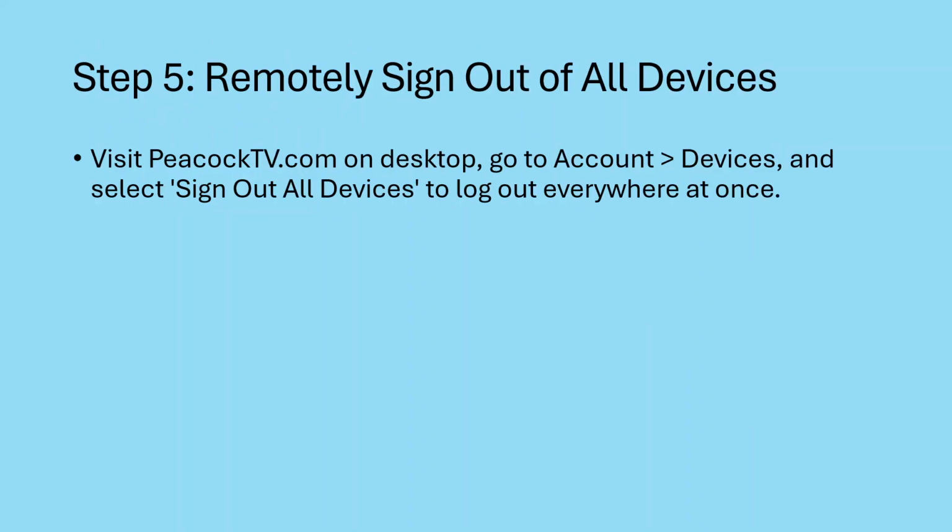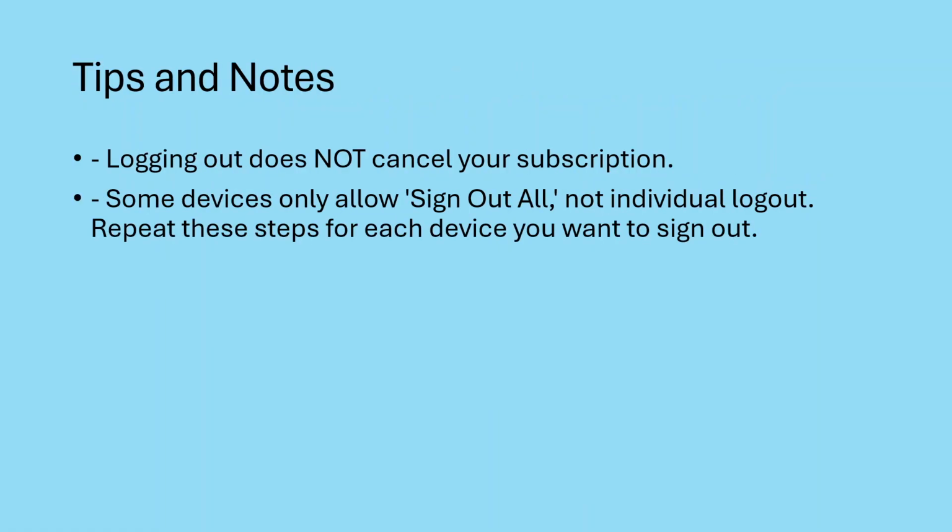Step 5. Remotely sign out of all devices. Visit peacocktv.com on your desktop, then go to account, then devices and select sign out of all devices to log out everywhere at once. Now I have some tips for you.